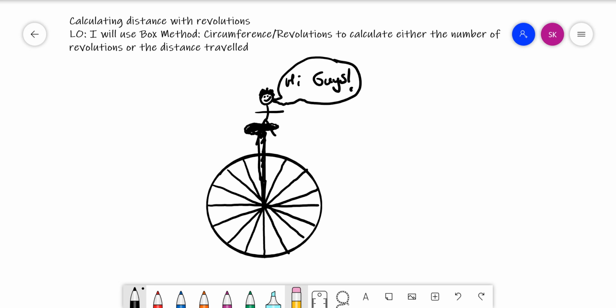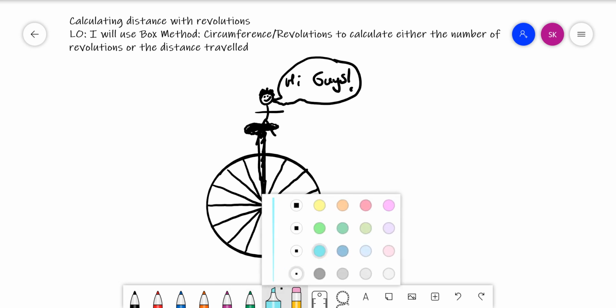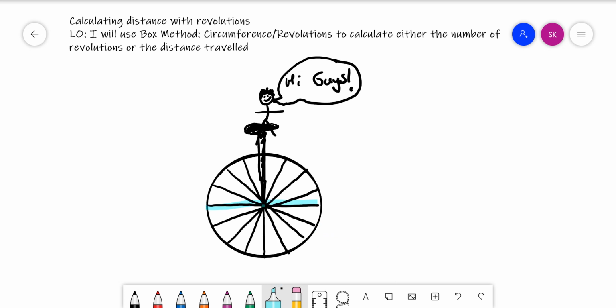So Javid's cycling along on a unicycle. Now his unicycle is massive. It's like one of those comically big unicycles. And the diameter of the unicycle, so the distance from one side to the other going through the center of the wheel, equals, how big can we make this in reality? It's 1.5 meters. Diagram's not to scale.